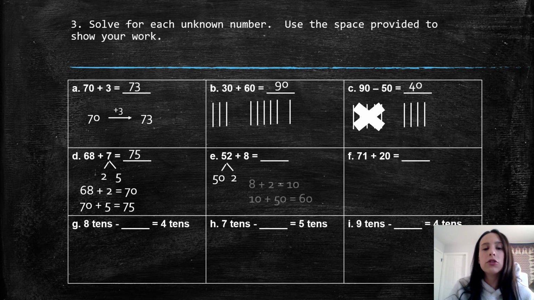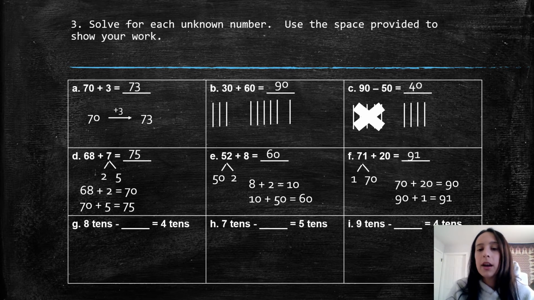Take apart 52, making the next 10, adding the rest, I get my answer, 60. Letter F, I have 71 plus 20. I'm going to take it apart to add my tens and my tens, and then add the rest. So here's my work to show that. I got my answer, 91.